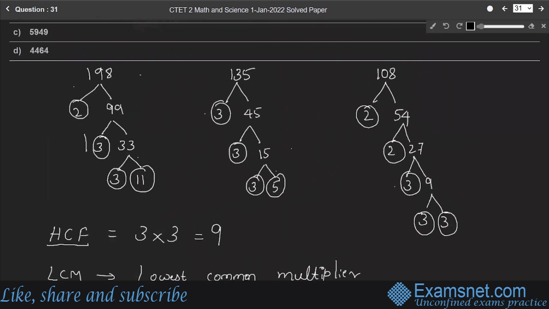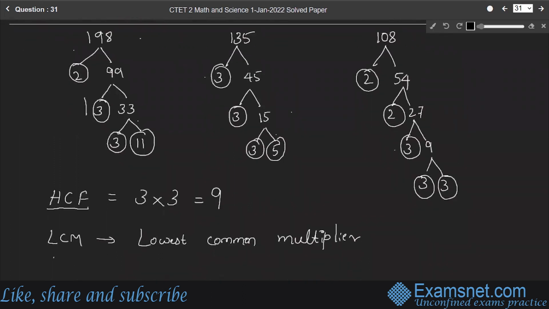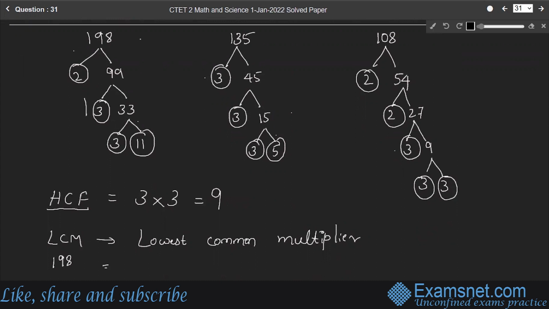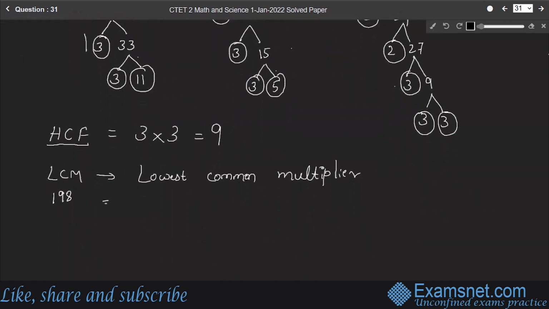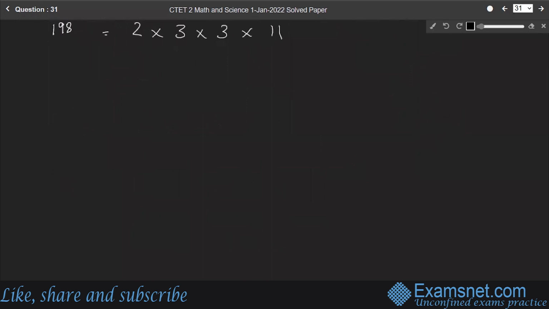Let us write the factors of each number separately. 198. Factors of 198 are 2 into 3 into 3 into 11. Whereas factors of the next number, 135, are 3 into 3 into 3 into 5.